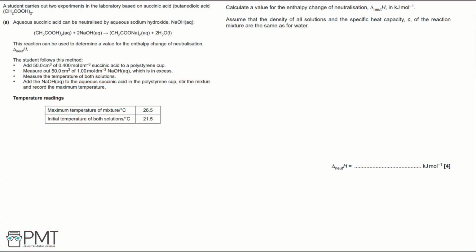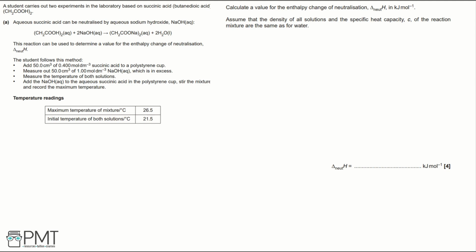A student carries out 2 experiments in the laboratory based on succinic acid, butane dioic acid, (CH2COOH)2. Part A. Aqueous succinic acid can be neutralized by aqueous sodium hydroxide, NaOH. This reaction can be used to determine a value for the enthalpy change of neutralization. The student follows this method.